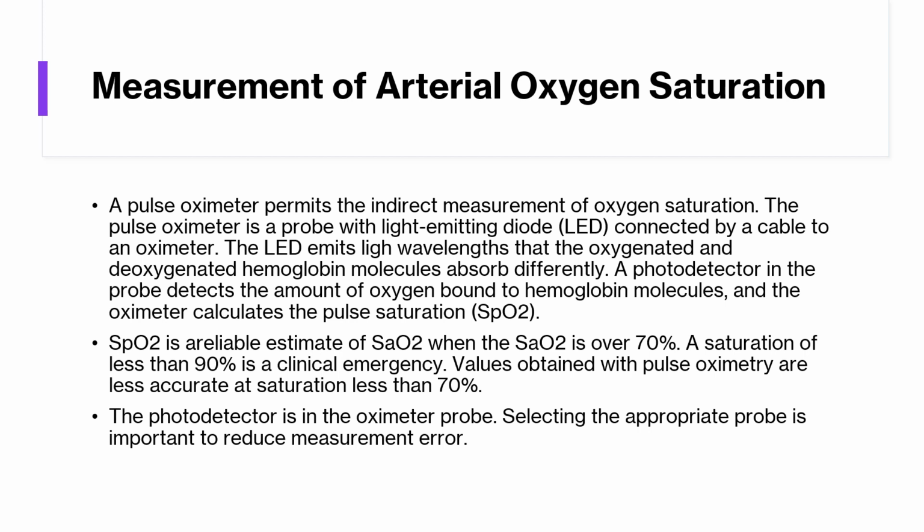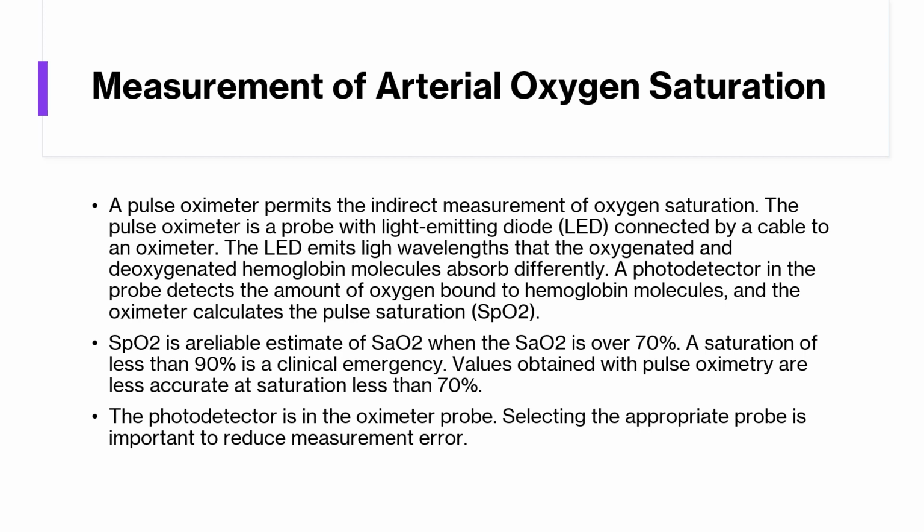A pulse oximeter permits the indirect measurement of oxygen saturation. The pulse oximeter is a probe with a light-emitting diode connected by a cable to an oximeter. The LED emits light wavelengths that the oxygenated and the deoxygenated hemoglobin molecules absorb differently. A photodetector in the probe detects the amount of oxygen bound to hemoglobin molecules, and the oximeter calculates the pulse saturation.